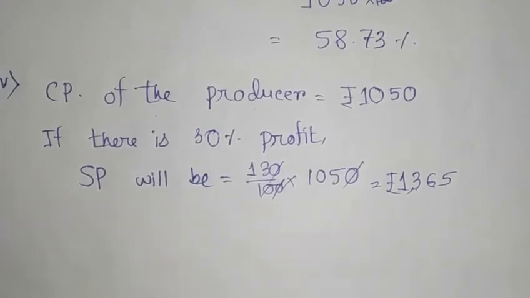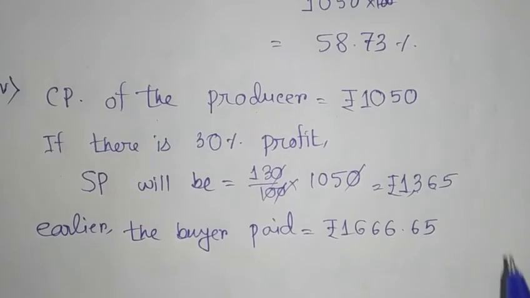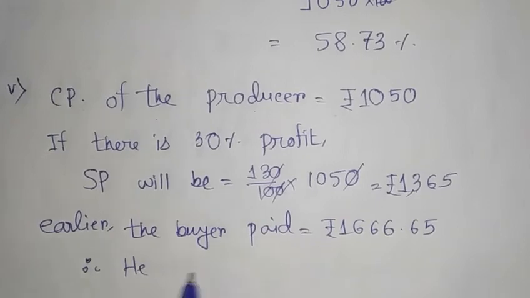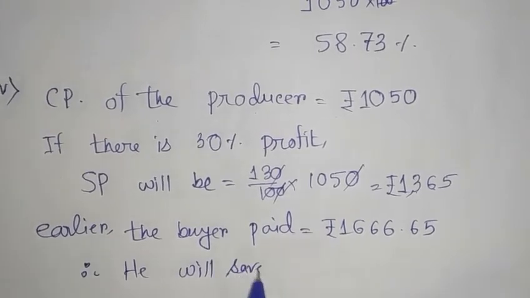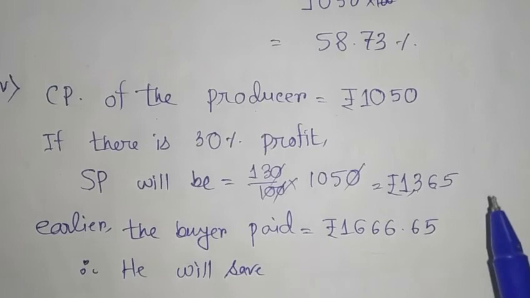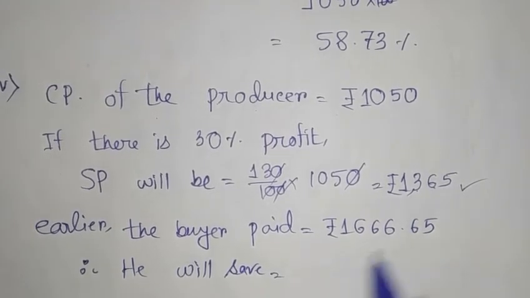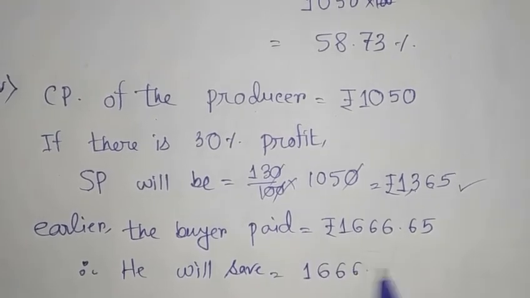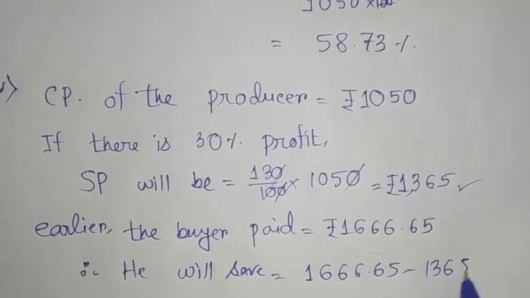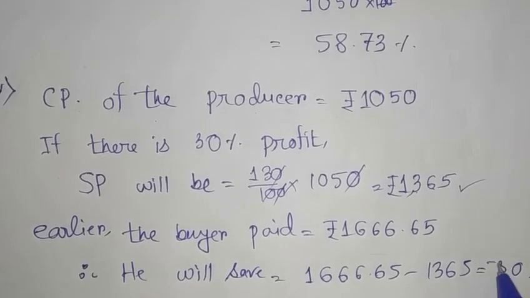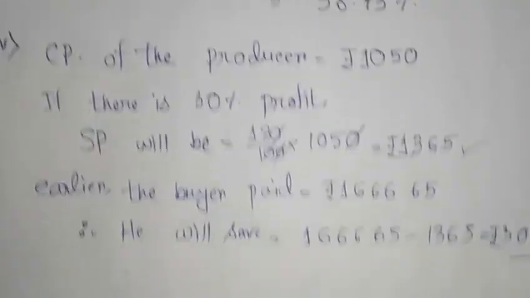Now look, the buyer bought the cycle at rupees 1666.35. So earlier the buyer paid this much rupees, therefore he will save, he bought with this rupees, but now he is buying with this much rupees, so he will definitely save. So how much he will save? We'll just subtract it. 1666.35 minus 1365. This will be 301.35 rupees. Okay, so this is the answer.